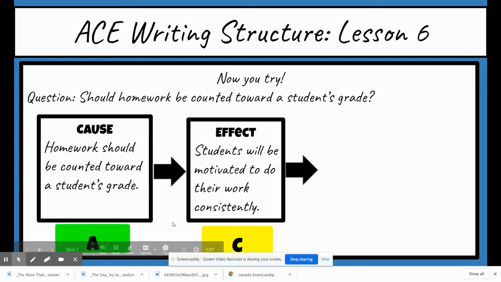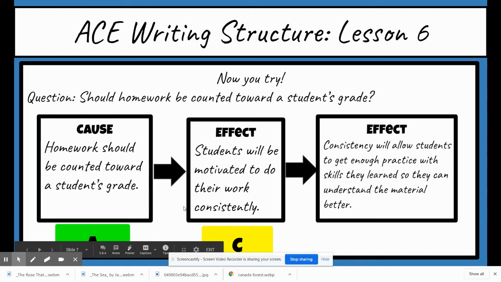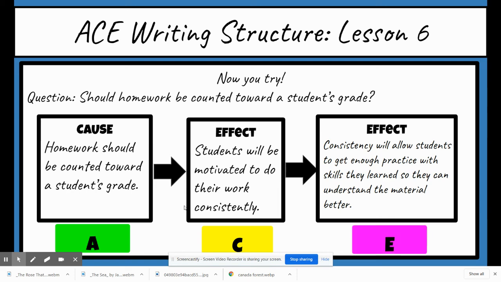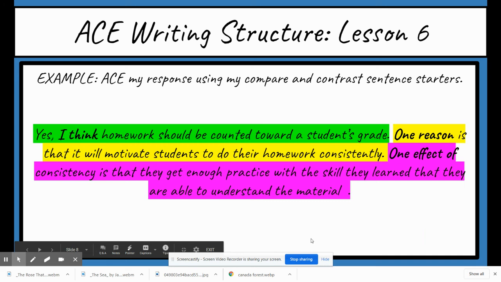One effect of this consistency would be that students get enough practice with the skills that they learn so that they understand the material better. This would be your E. So now we can take what we've put into our boxes here and write it in an ACE structure. Yes, I think homework should be counted towards a student's grade. One reason is that it will motivate students to do their homework consistently. One effect of consistency is that they get enough practice with the skill they learned that they are able to understand the material.